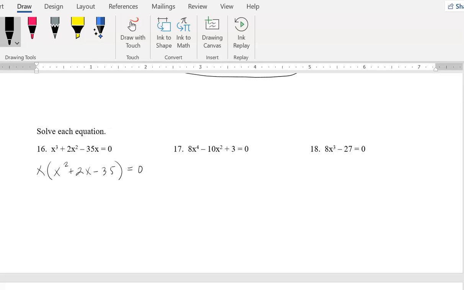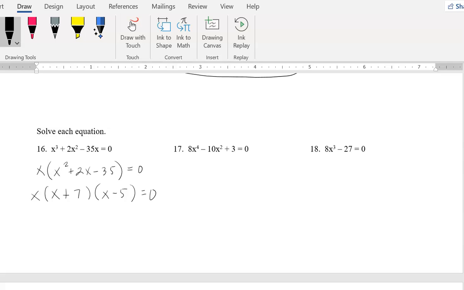And I notice in the parentheses it's a trinomial where the factors of the last term add up to the term in the middle. So hopefully you recognize that 7 times negative 5 equals negative 35, and 7 plus negative 5 equals positive 2x. So x plus 7, x minus 5 is going to be my factoring.